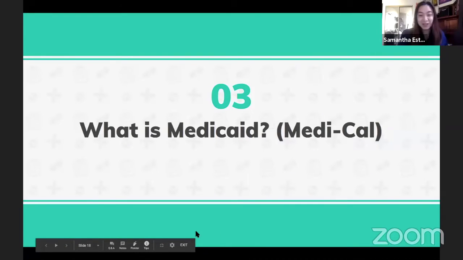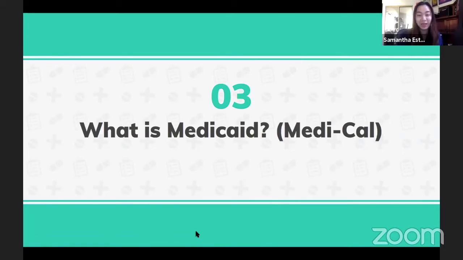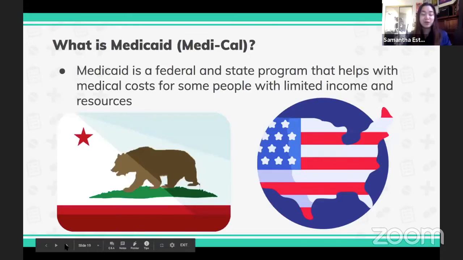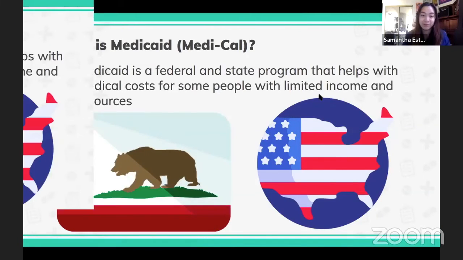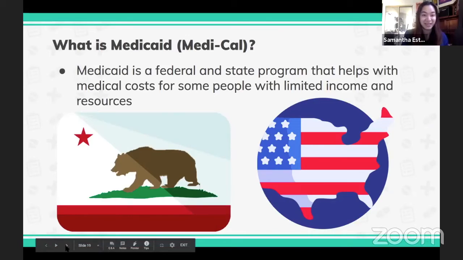So now I will be talking about Medicaid, which is another program that's available. And Medicaid in California is actually just called Medi-Cal. So if you hear Medi-Cal, just know that it's Medicaid. So what exactly is Medicaid? Medicaid is a federal and state program that helps with medical costs for some people with limited income and resources. I'm going to delve into what that means in the next slide.